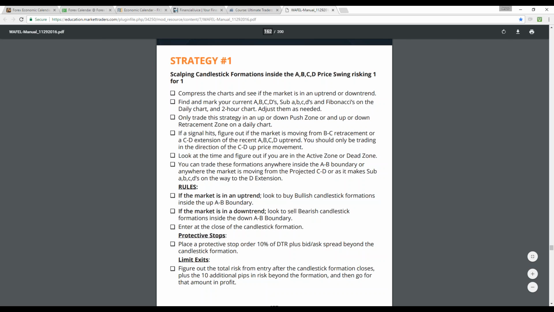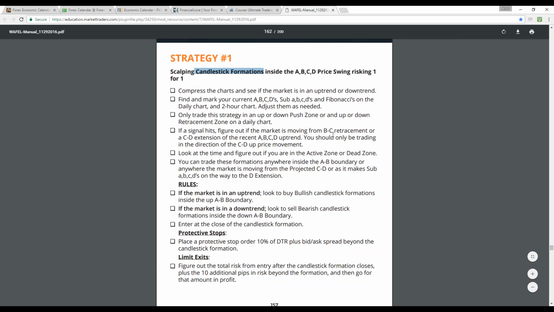Now you can look to trade these formations, these candlestick formations. Remember that those will be our triggers, our signals. Look to trade them anywhere that you find them within the AB boundary or sub-ABCDs, as long as you're doing so in the direction of the D, of the capital D. So we mentioned that the trigger will be candlestick formations in the direction of the target.